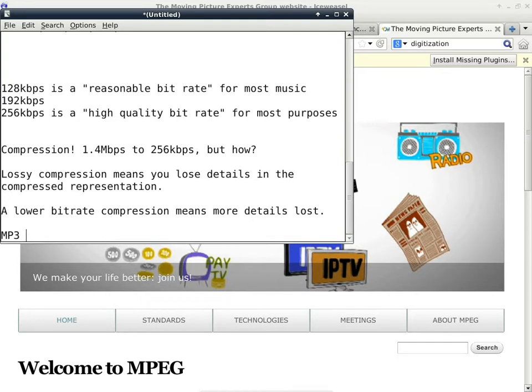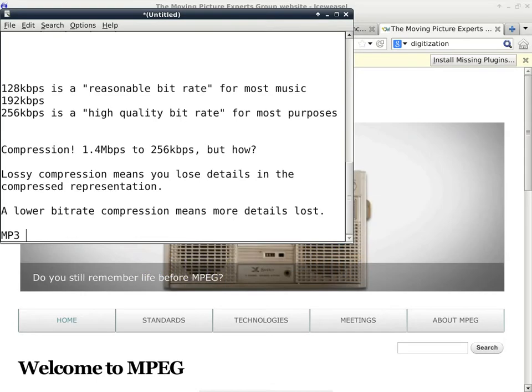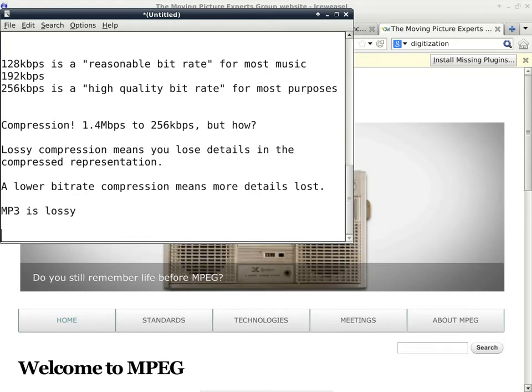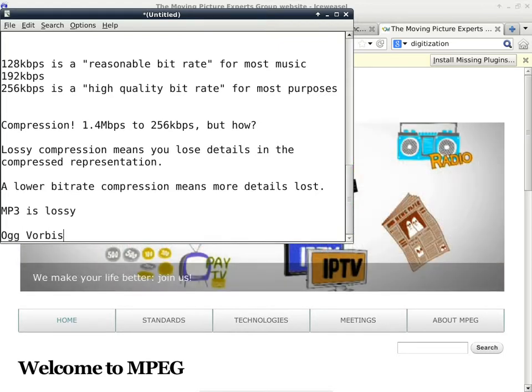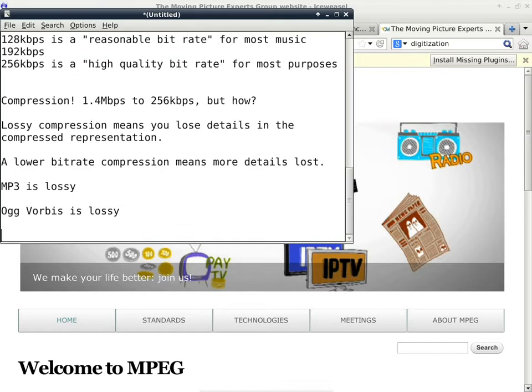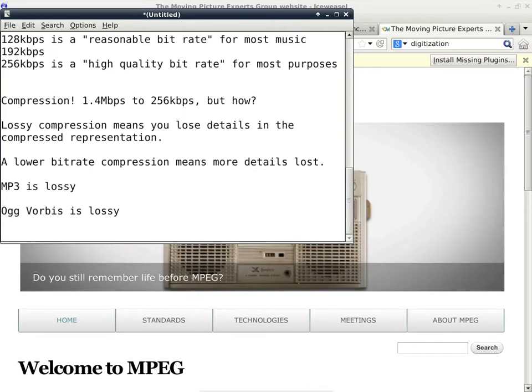Any questions about lossy compression versus not lossy compression? Okay, MP3 is lossy. That is without a doubt. It is always lossy. There's another format. It's open source. It's called OGG Vorbis, V-O-R-B-I-S. It's also lossy. How many people have heard of the OGG Vorbis? Okay, in what context?